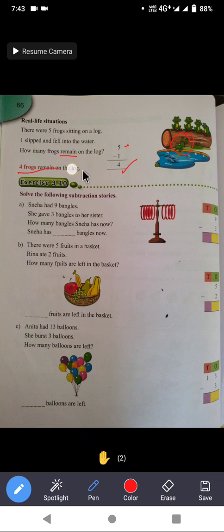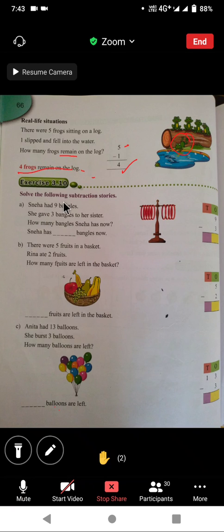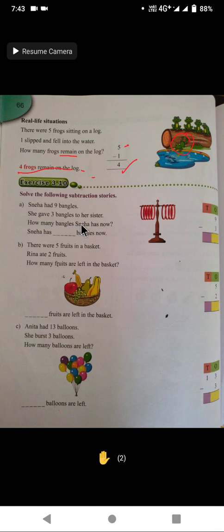Okay students, now let's see exercise 3.10. Solve the following subtraction stories. So Sneha had 9 bangles. How many bangles? 9. So you can count here also. 1 2 3 4 5 6 7 8 9. So 9 bangles are here. She gave 3 bangles to her sister. So how many bangles does Sneha have now?